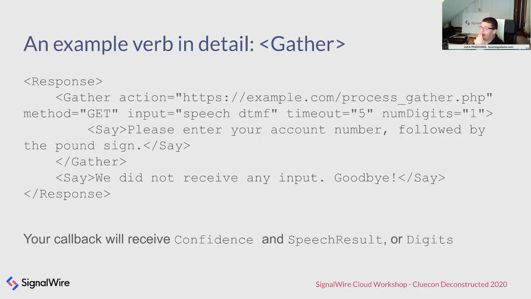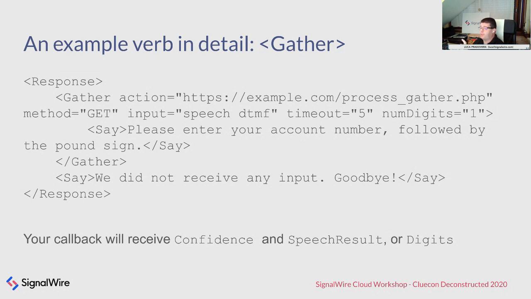They can also say 1 with a timeout of 5, which means the application will wait for a maximum of 5 seconds, no matter whether they enter something or not. If they enter it, it will go immediately to that example.com URL. If they don't enter anything, it will say we did not receive any input, and then say goodbye, and then it will end.